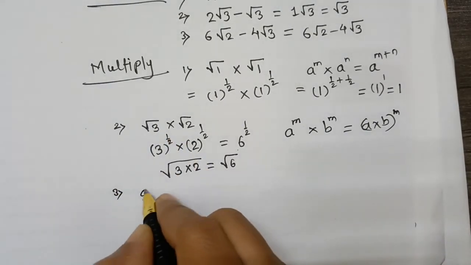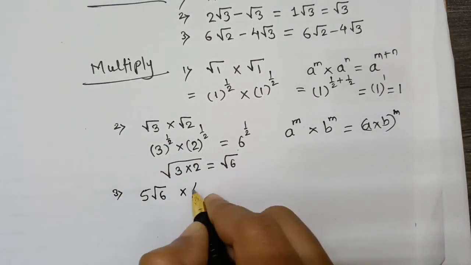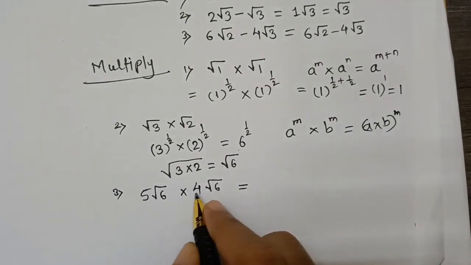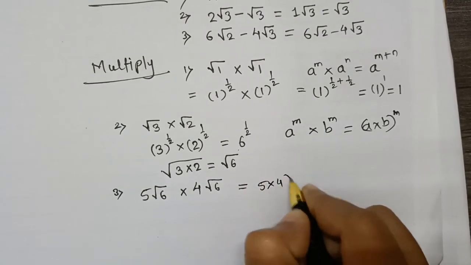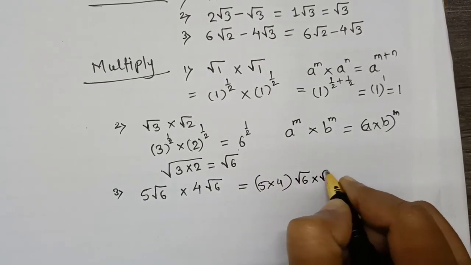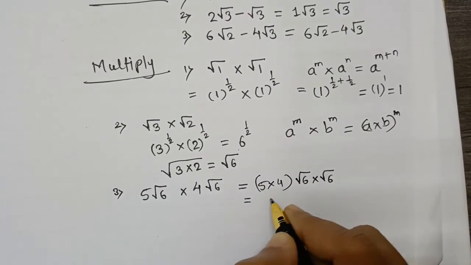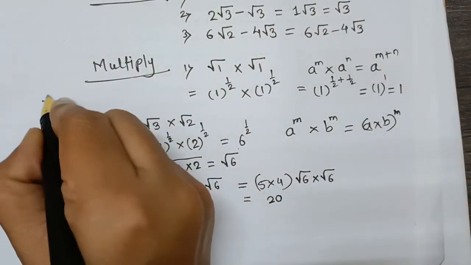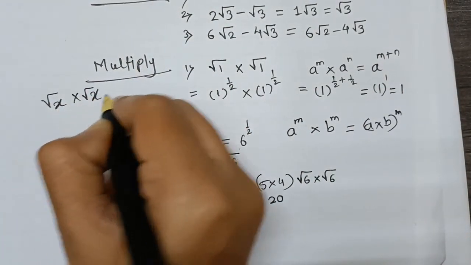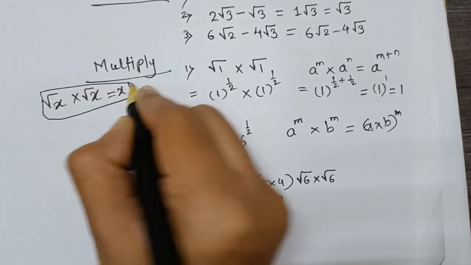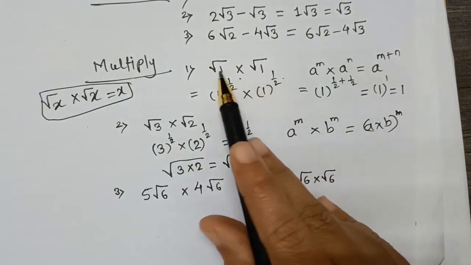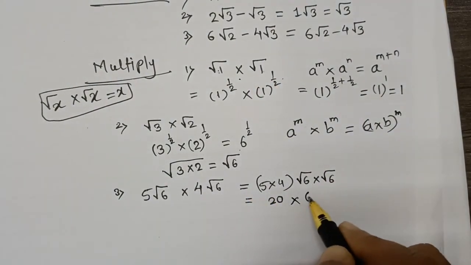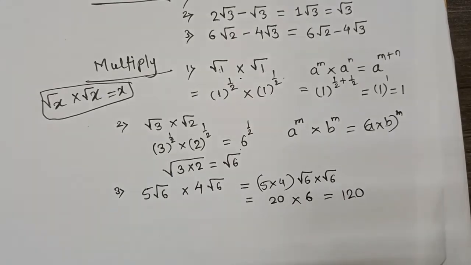Suppose I am having 5 root 6 multiplied by 4 root 6. Here just multiply 5 and 4, so you'll get 5 into 4, and root 6 multiplied by root 6. So you'll get 5 fours are 20, and that root 6 into root 6. Listen here, students, root x into root x is just x. As you see here, I have solved it. When the same root is multiplied by itself, the root will cancel. So here it will be 6. So the final answer is 120.